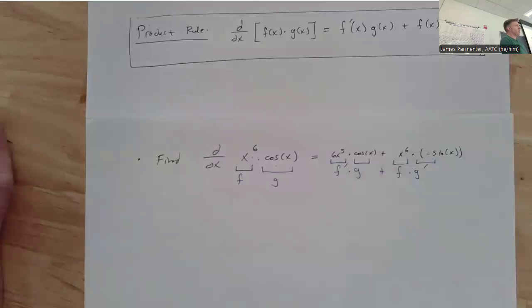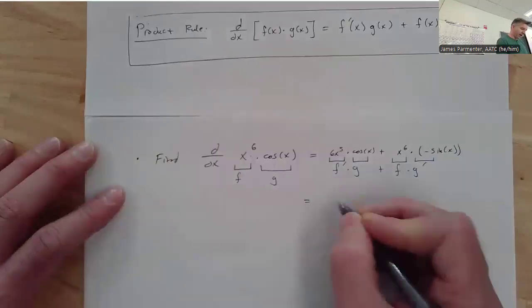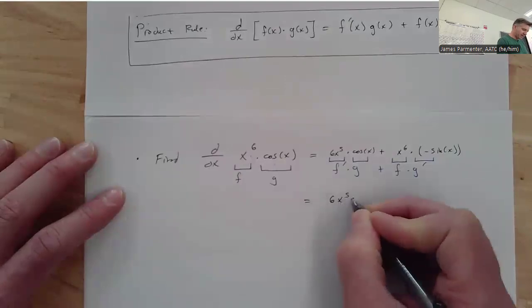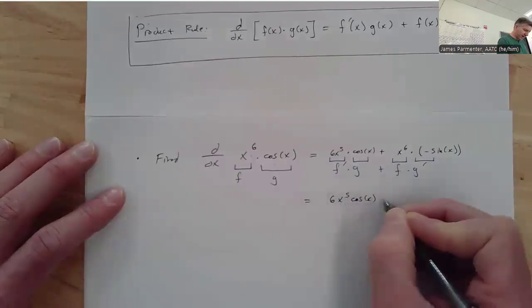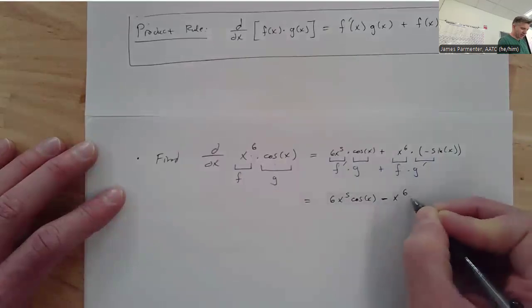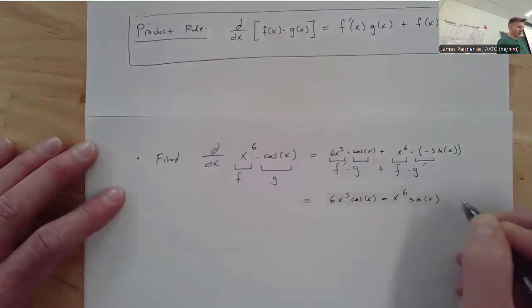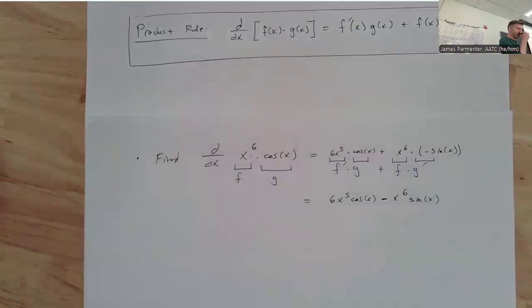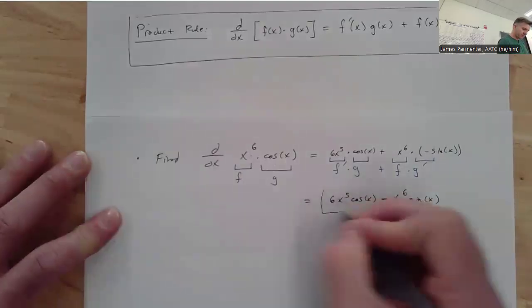What I really should have done was I should have thought ahead so that I didn't have to rewrite it, but I really should write my final answer as 6x to the fifth times cosine of x minus x to the sixth times sine of x. Probably a better way of writing that. Not probably, it's definitely a better way of writing that.